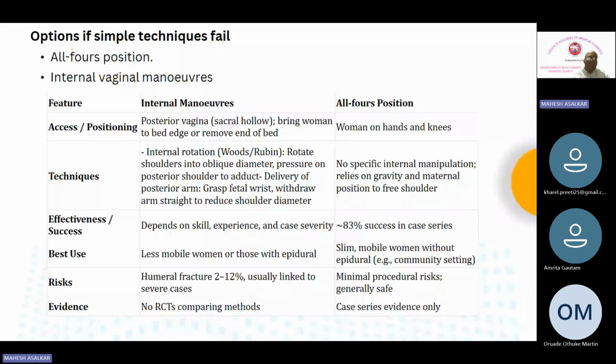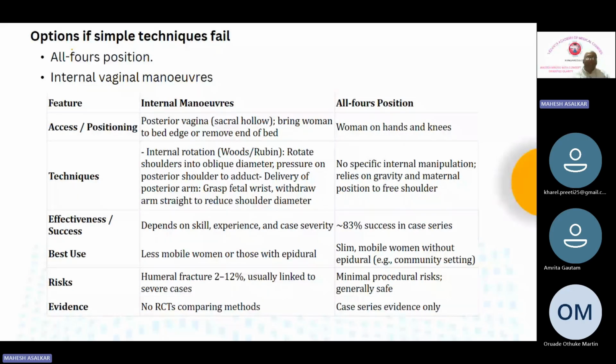Then in internal rotation we have Wood's maneuver and Rubin's maneuver, that is Rubin 2. So what we do: rotate the shoulders into oblique diameter, pressure is given on the posterior shoulder to adduct, and delivery of the posterior arm can also be done. You need to grasp the fetal wrist and withdraw the arm straight to reduce the shoulder diameter. While in all fours, there is no specific internal manipulation. It relies on gravity and maternal position to free the shoulder.